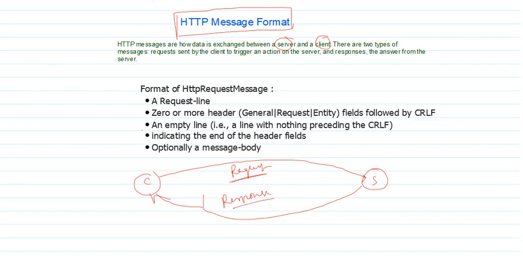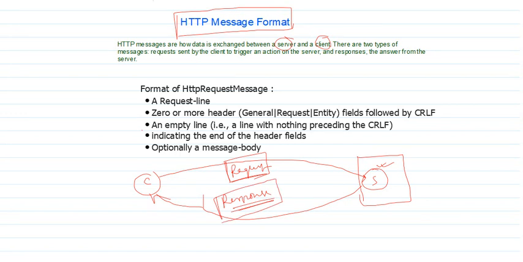The server receives the request and triggers a process on the server end to process that request, and after processing, the server sends a response back to the client. So there are two types of messages: one is the request message and one is the response message.